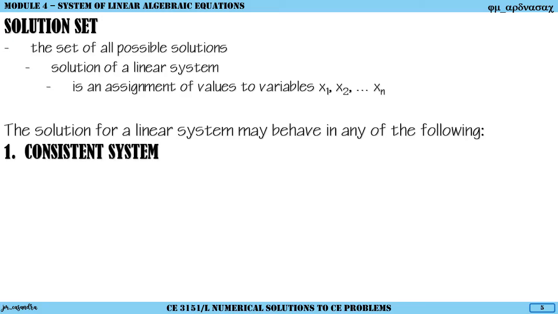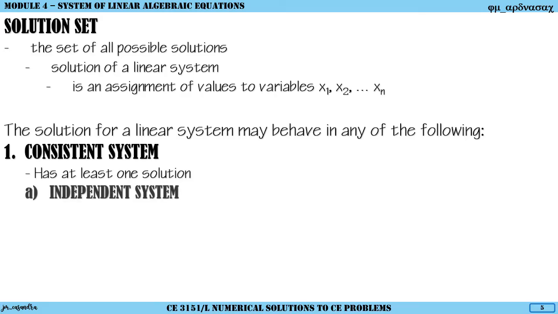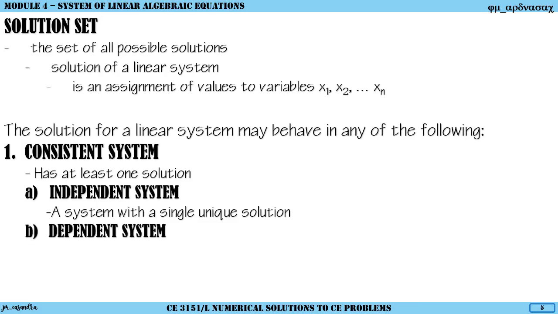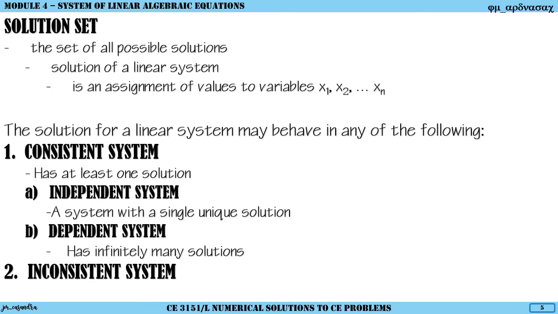It can be a consistent system, which will have at least one solution and can either be categorized as an independent system, in which it will have a single unique solution, or a dependent system, which will have infinitely many solutions. Or it can also be an inconsistent system, wherein the linear system will not have any solution.